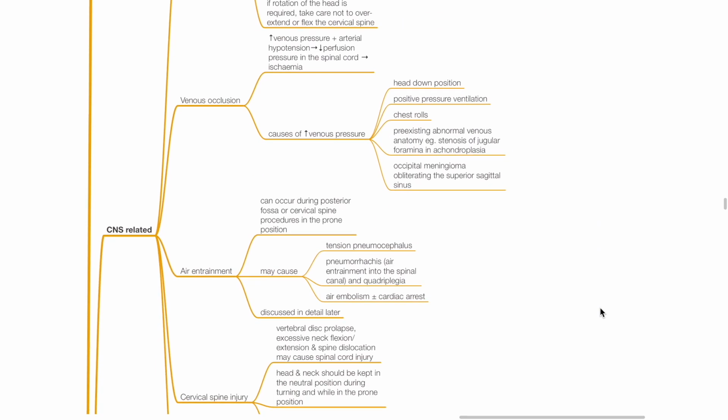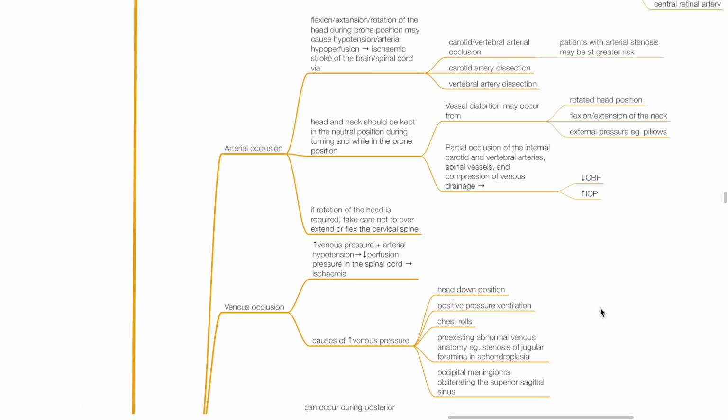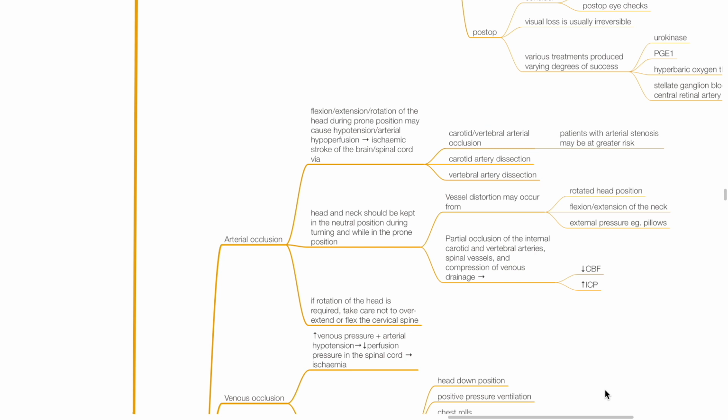CNS-related complications during prone positioning. Arterial occlusion. Flexion, extension, or rotation of the head during prone position may cause hypotension or arterial hypoperfusion, resulting in ischemic stroke of the brain or spinal cord, for example via carotid or vertebral artery occlusion. Patients with arterial stenosis may be at greater risk. Carotid artery dissection and vertebral artery dissection.